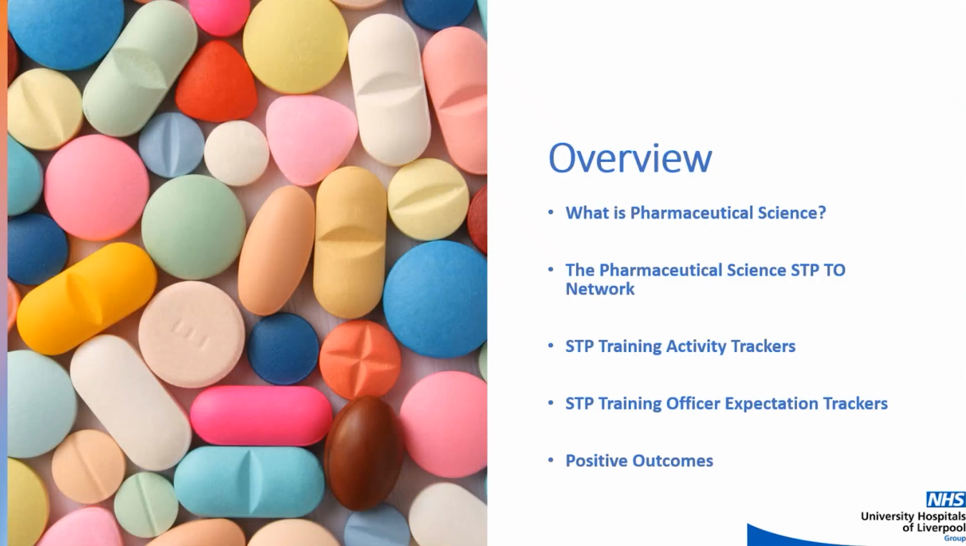Just as an overview of what I'm going to speak about, I'll give you an overview, as I say, of what is pharmaceutical science. Then I'll go on to talk about the Pharmaceutical Science STP Training Officer network, which we set up. Then give you an overview of two different types of trackers. So the STP Training Activity Tracker and then the STP Training Officer Expectation Tracker. And then just a brief overview of overall what the positive outcomes of this is and what we have seen since we've implemented this as a training officer group. So next slide, please.